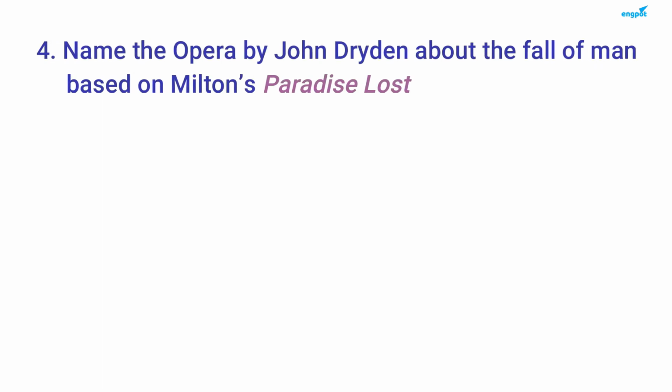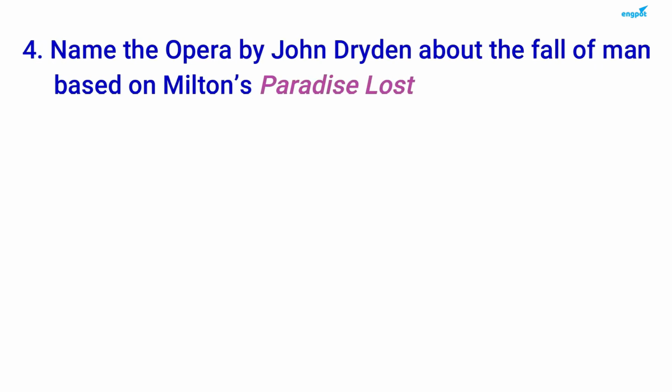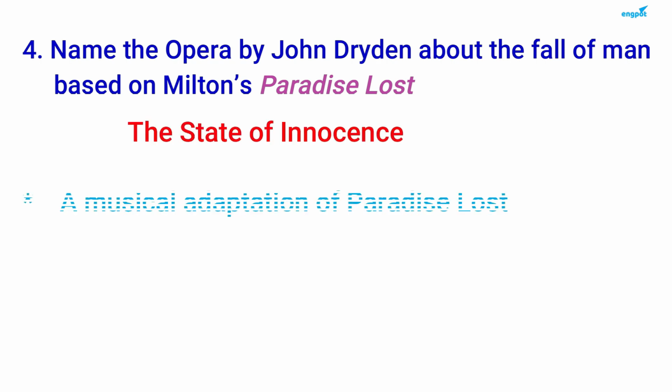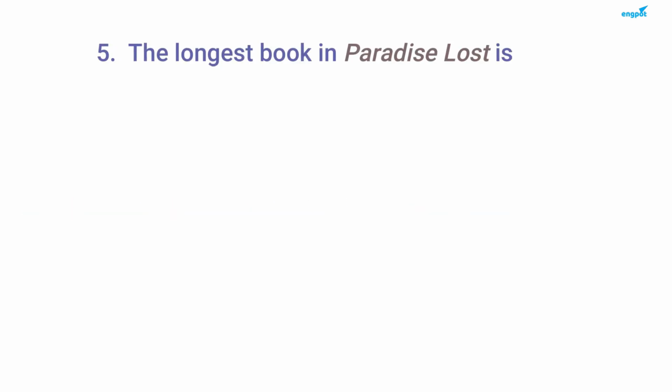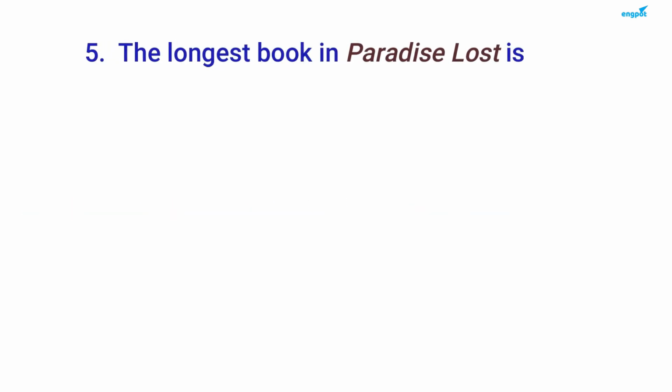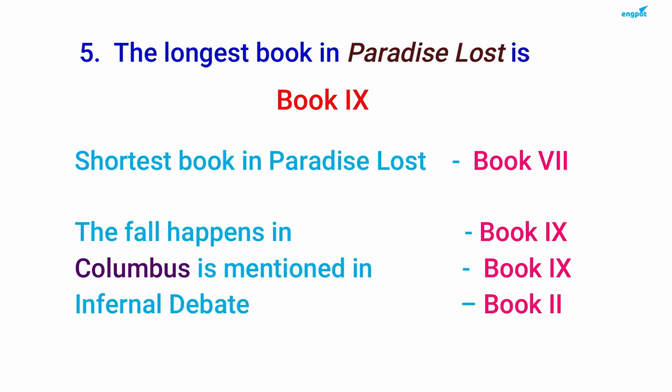Name the opera by John Dryden about the fall of man based on Milton's Paradise Lost. The State of Innocence, and it is basically a musical stage adaptation of Milton's Paradise Lost, a tribute to Milton. The longest book in Paradise Lost is book 9, and the shortest book is book 7. The fall happens in book 9, and the Italian explorer Columbus is mentioned in book 9, and the infernal debate is in book 2.